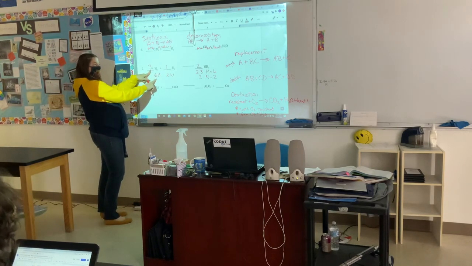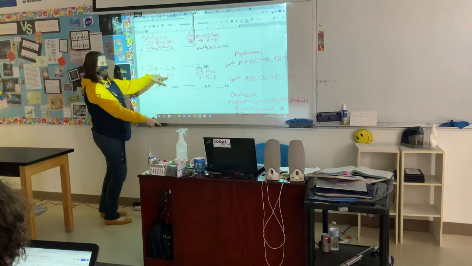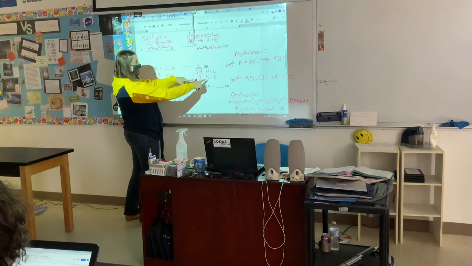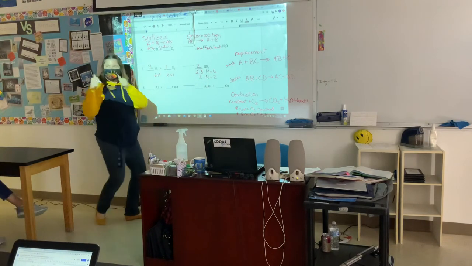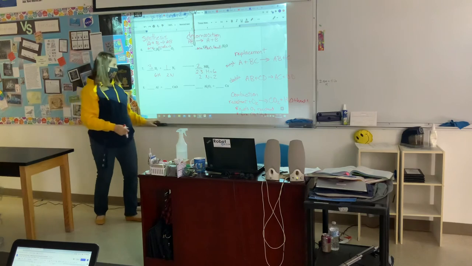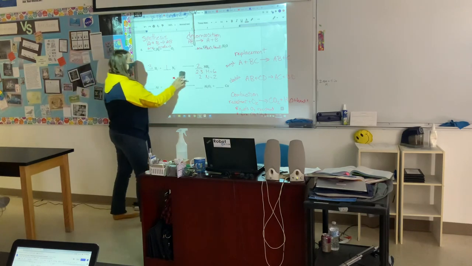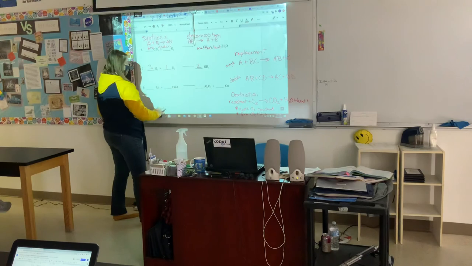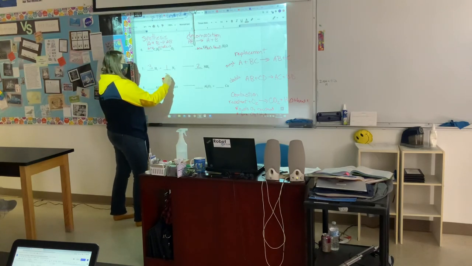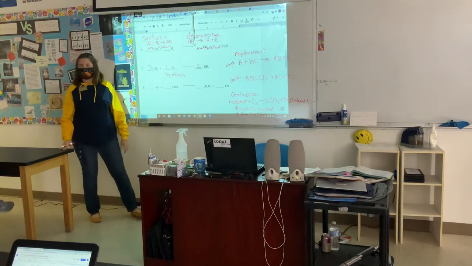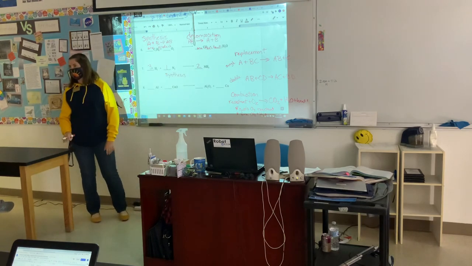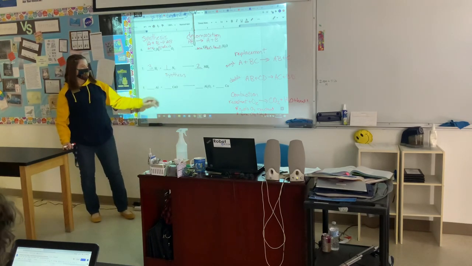Okay. Three times two is six. One times two is two. Two times one is two. Two times three is six. Two N's, six H's. We have the same number. What kind of reaction is it? It's a synthesis. Look, one product. We bake the cake. Okay. What kind of reaction is this one?